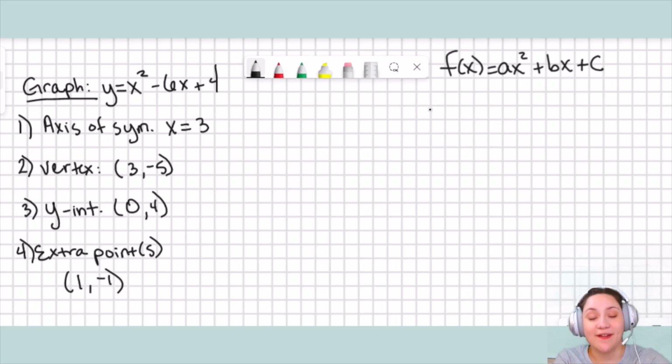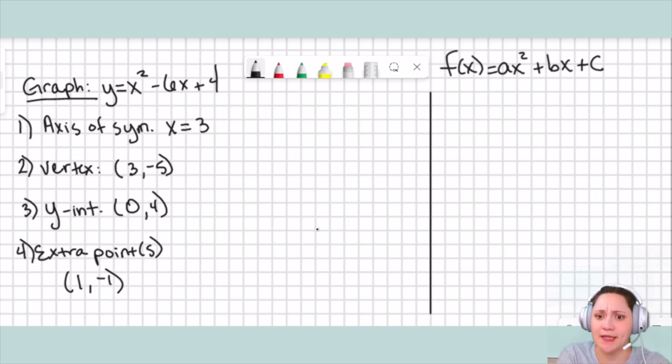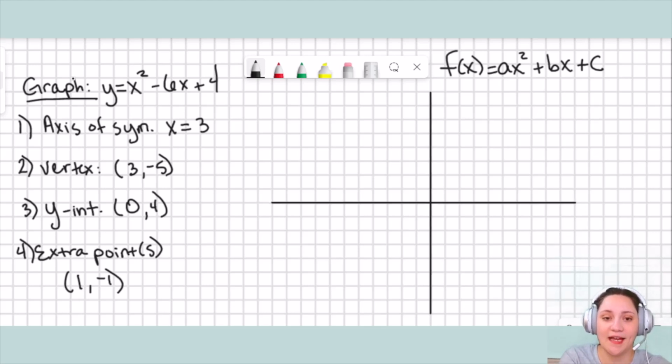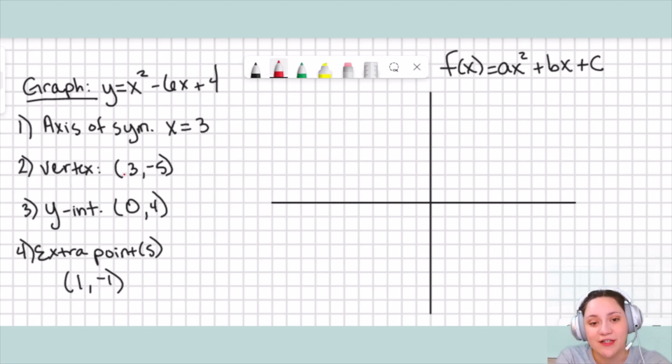So now it's finally time to graph. You're probably thinking it's about time. So we get our axes ready. And I simply need to mark each of these points here on the graph. So the vertex is where I like to start. So it's at 3, negative 5. So positive 3 and then down 5. 1, 2, 3, 4, 5. So there's our vertex, and I'm just going to check it off to tell myself that I did that.